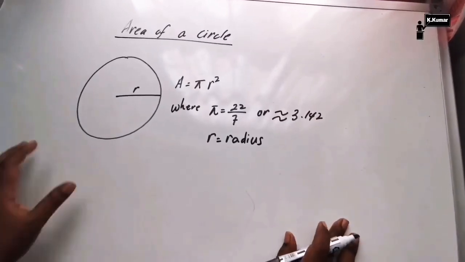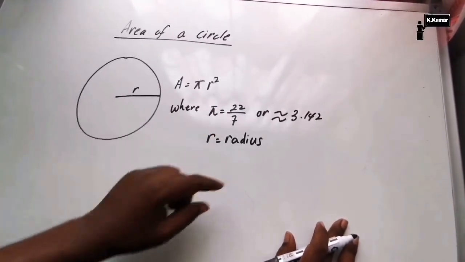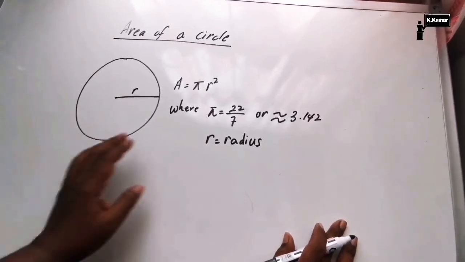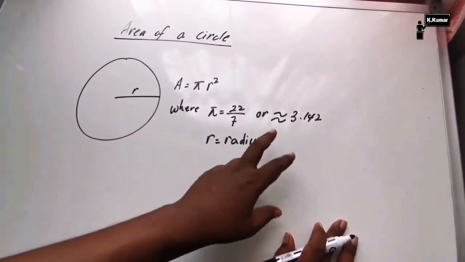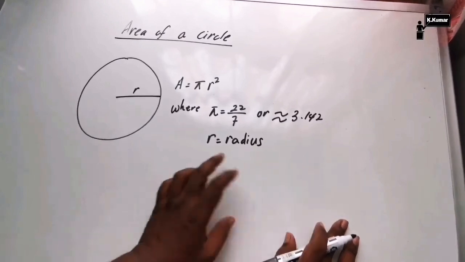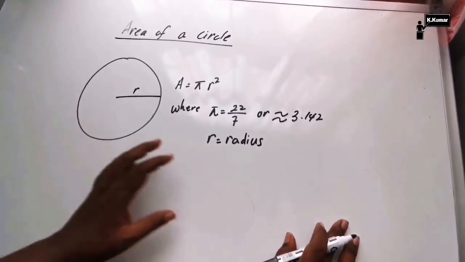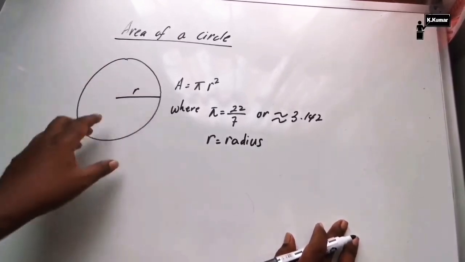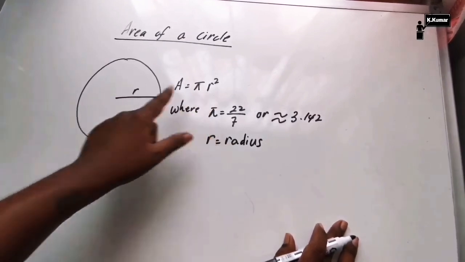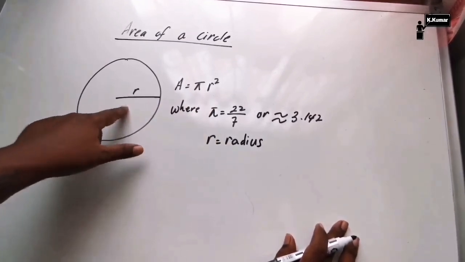The area of a circle. To find the area of a circle, the formula is A equals pi r squared, where pi is 22 over 7, or approximately 3.142, and r is the radius. Now, in this case, since we're working with the radius, we look for the radius.